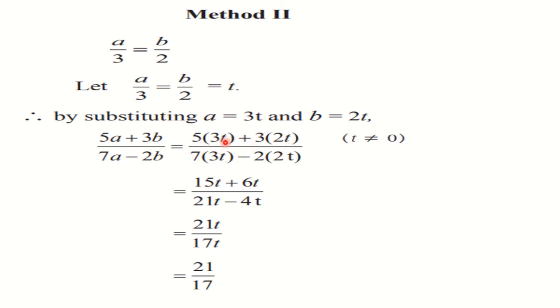So what you are going to get, 5 into 3t plus 3 into 2t divided by 7 into 3t minus 2 into 2t. So 5 3s are 15t plus 3 into 2t, that is 6t. Here 7 3s are 21, so 21t. 2 2s are 4, so 4t. Okay. So 15t plus 6t, that is 21t, and 21t minus 4t, that is 17t, which is equal to 21 upon 17. This method looks easy because you need to substitute directly.